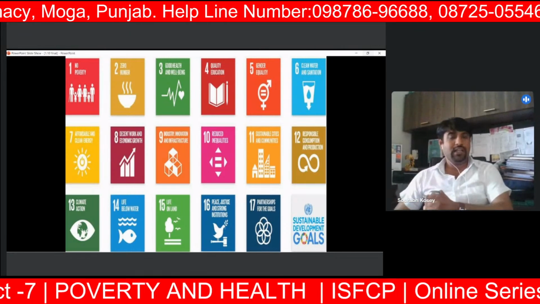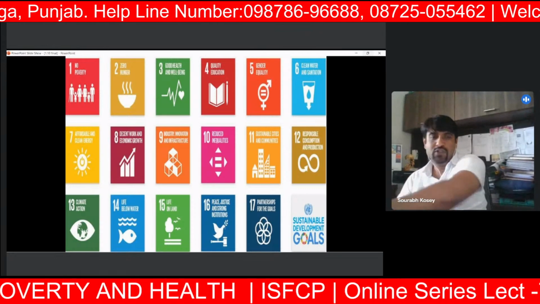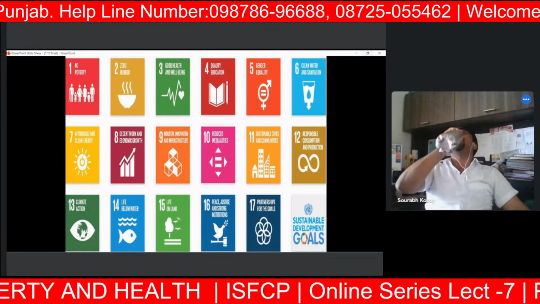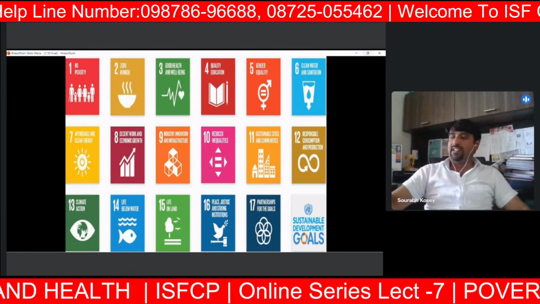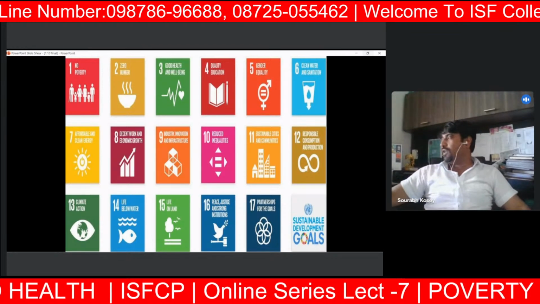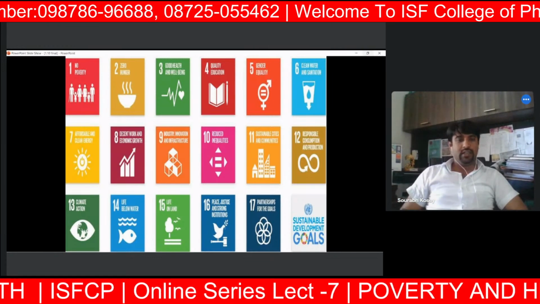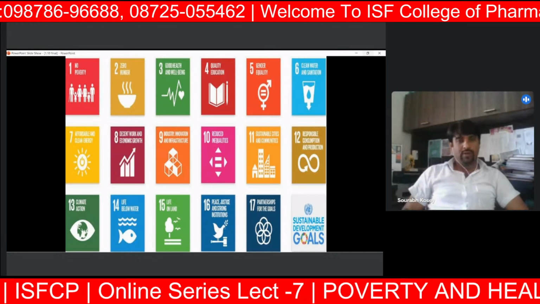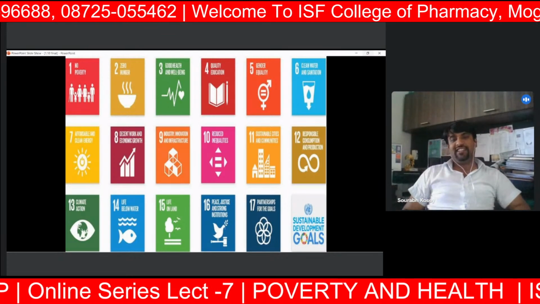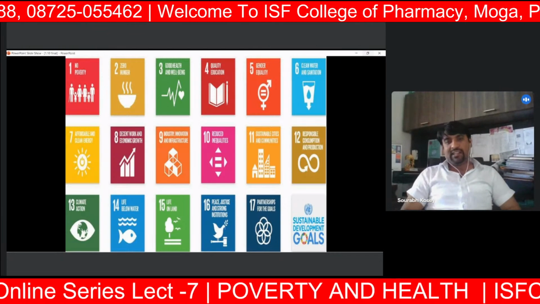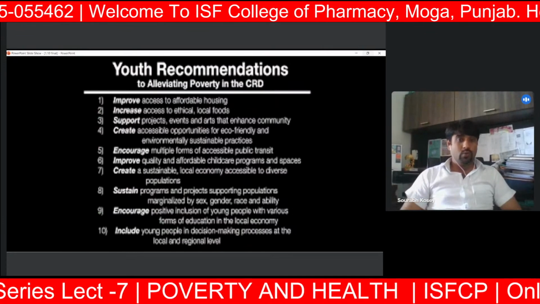Then climate action. Climate is one of the things which is responsible for change; we can say that climate is one of the parameters of any kind of change in the society. So life below water, life on land, peace, justice and strong institutions, partnerships for the goals, etc. have to be taken up as sustainable development goals.